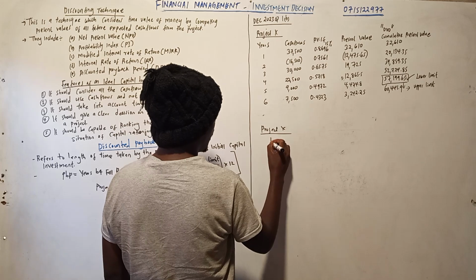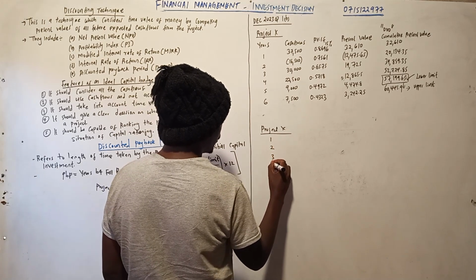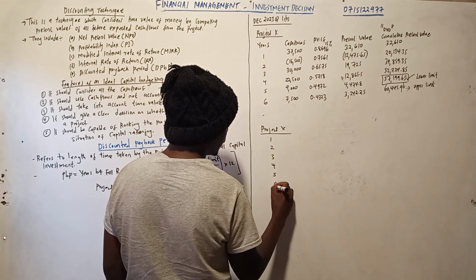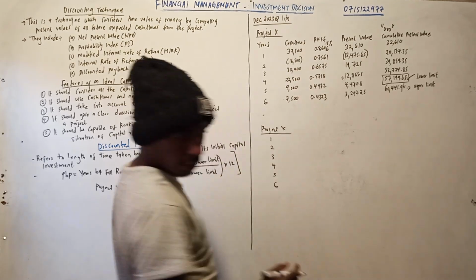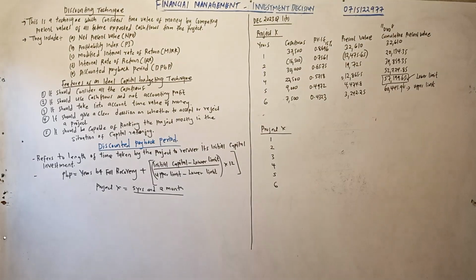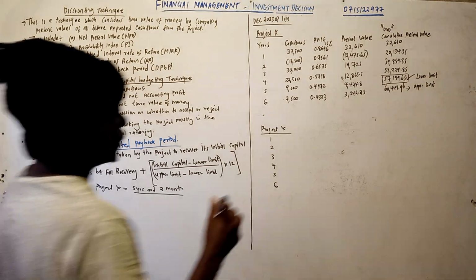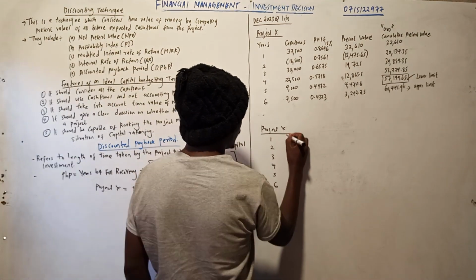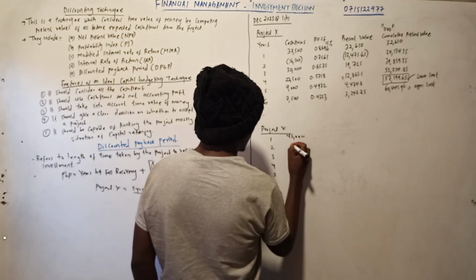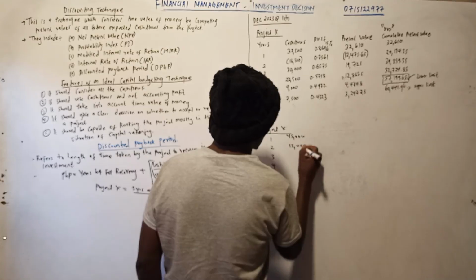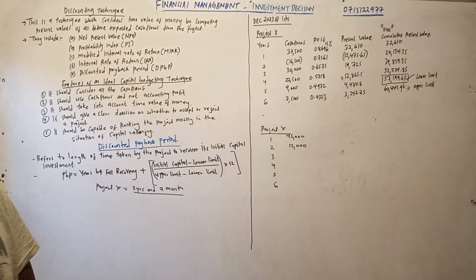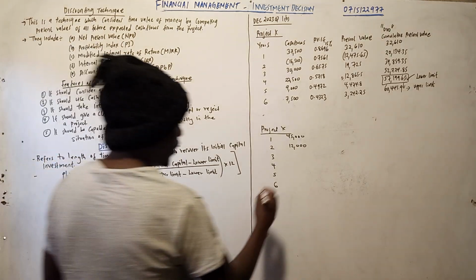So 1, 2, 3, 4, 5, 6. So cash flows is the same. Let us see the cash flows. So year 1 is 45,000. Then we have 12,000. 45,000, 12,000. So minus 6,000.